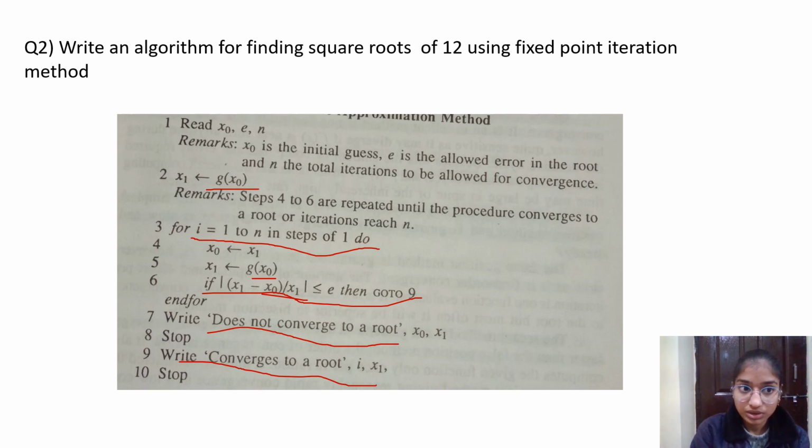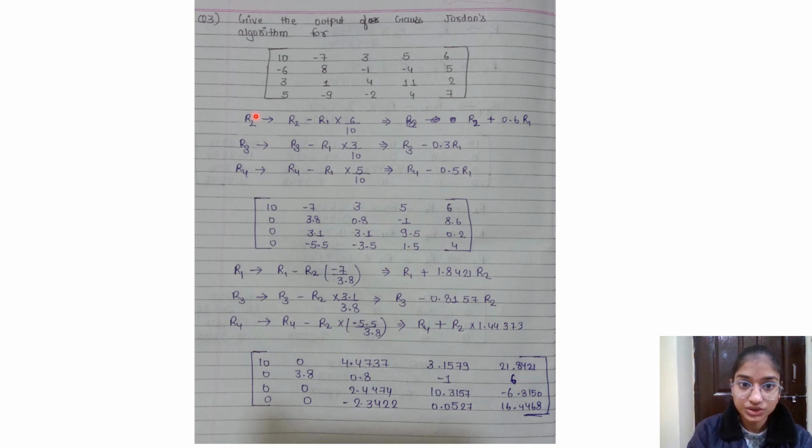Now moving to the next question, third question, which says give the output of the Gauss-Jordan algorithm for these matrices. First, we understand what the Gauss-Jordan algorithm is. The Gauss-Jordan algorithm is used to solve a system of simultaneous equations. In this, we write the coefficients of the equations in the form of a matrix, in which these four columns represent the coefficients of the equations, and the last column represents the constant numbers.